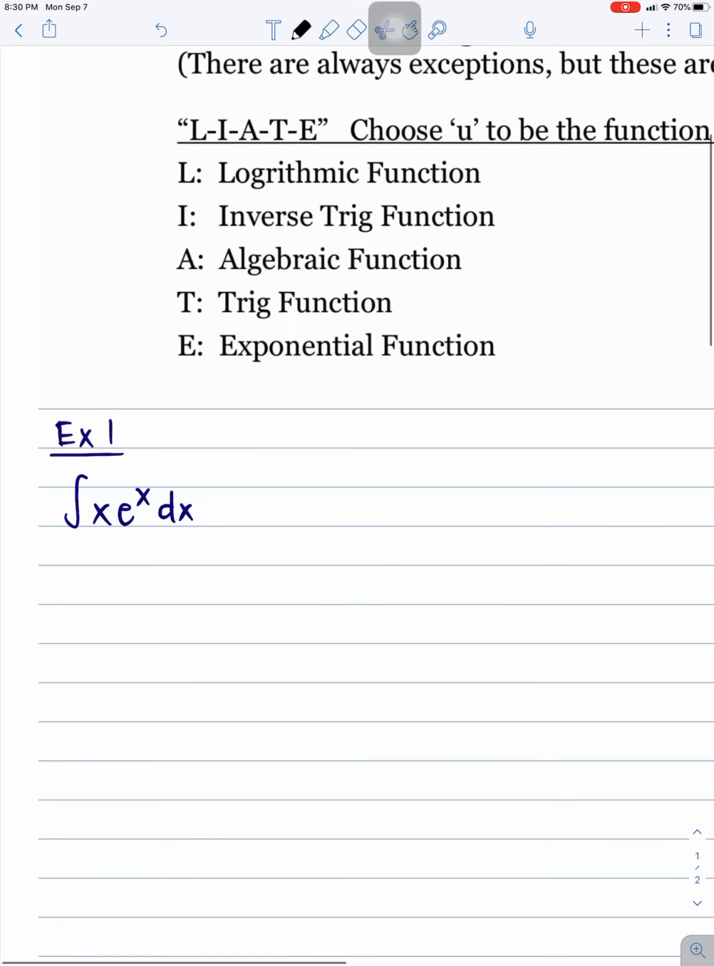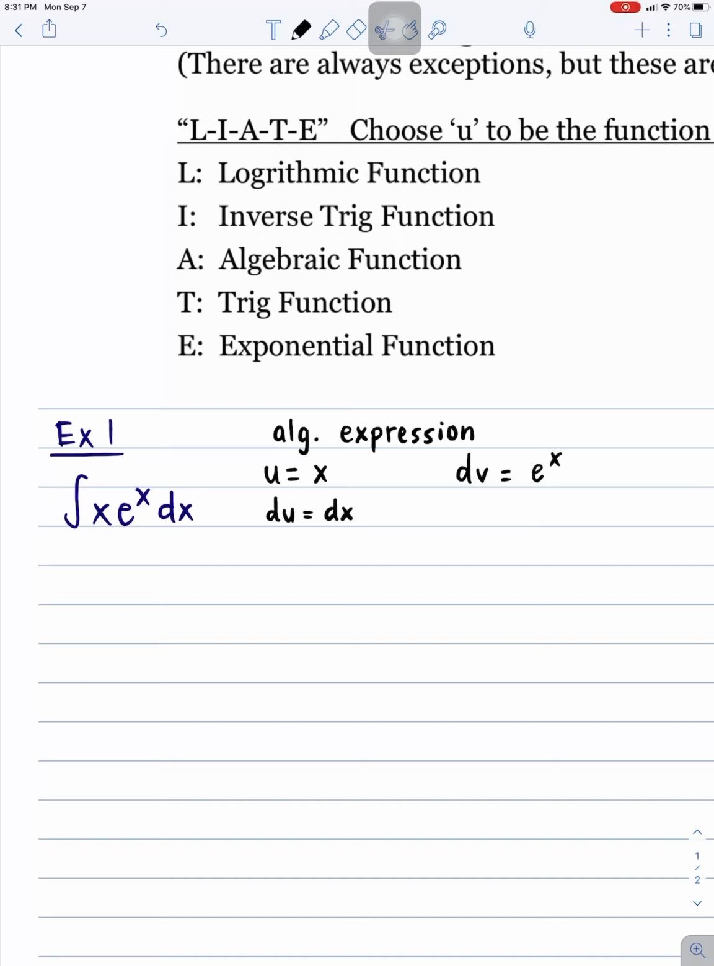So let's look at the list to choose what u has to be. Do we have a logarithmic function? No. Do we have an inverse trig function? No. Do we have an algebraic function? Yes, we do. So we're going to let u be x, because that is an algebraic expression. Therefore, du would just be dx. Now the other part is going to become your dv. So your dv is going to be e to the x.